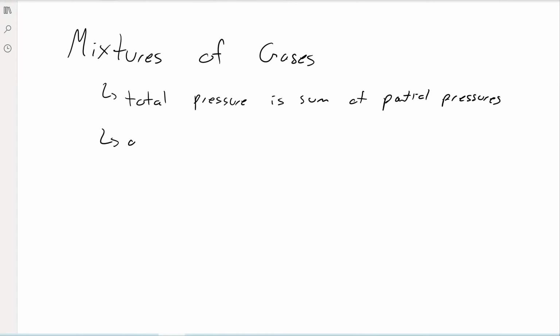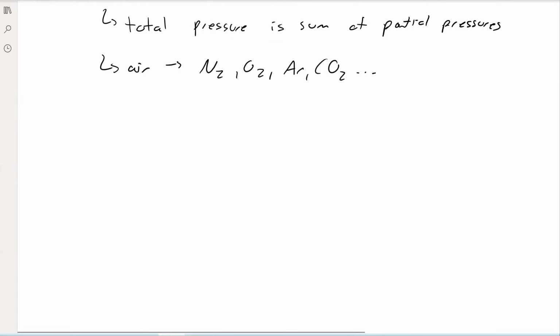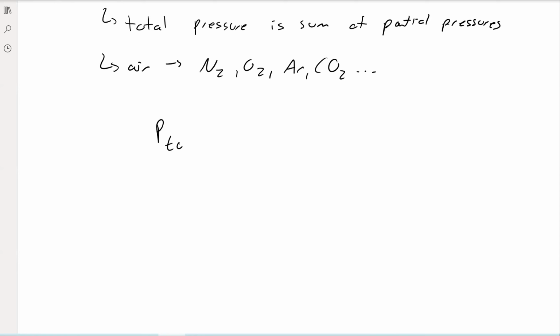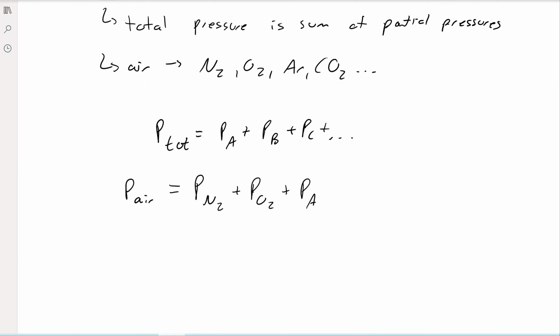So for example, air is a mixture of nitrogen, oxygen, argon, carbon dioxide, and then a bunch of other things that are in very small proportion. And so the total pressure, P total, is going to be the sum of its parts. So PA plus PB plus PC and so on and so forth, right? Where A, B, and C are just different types of gases. So the pressure of our air is going to be equal to the pressure of the nitrogen plus the pressure of the oxygen plus the pressure of the argon plus the pressure of the carbon dioxide.